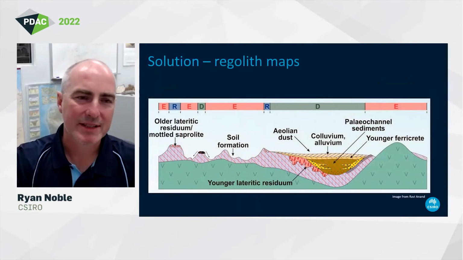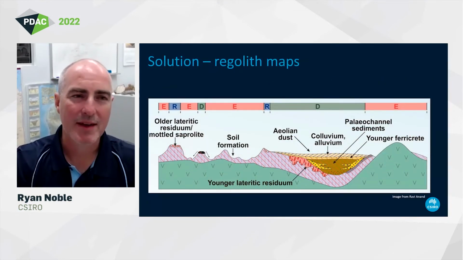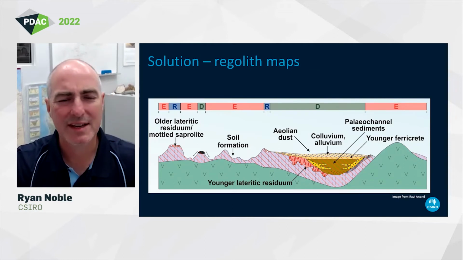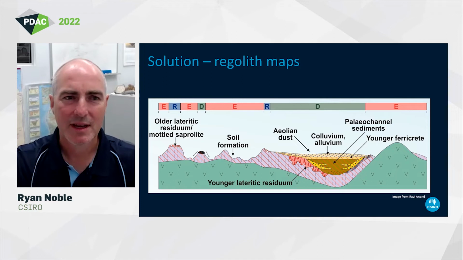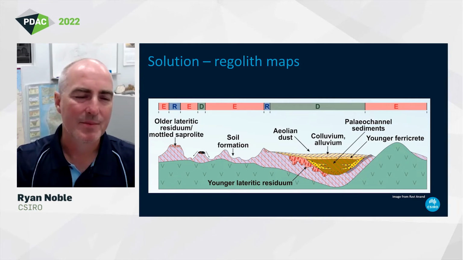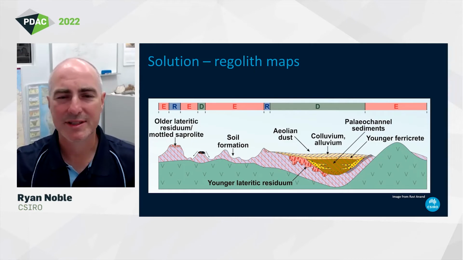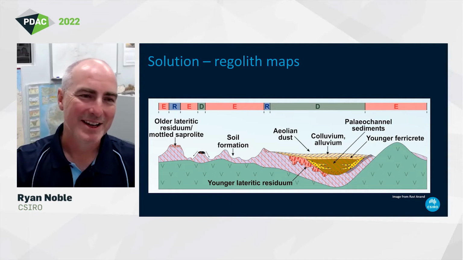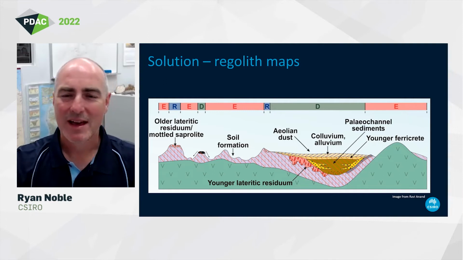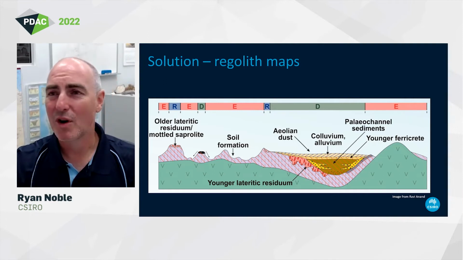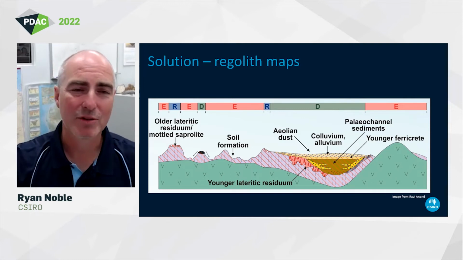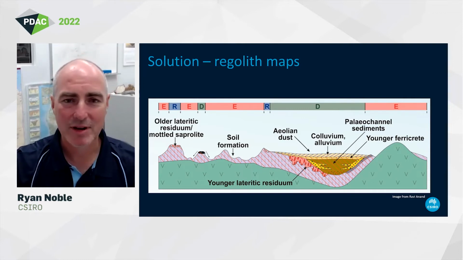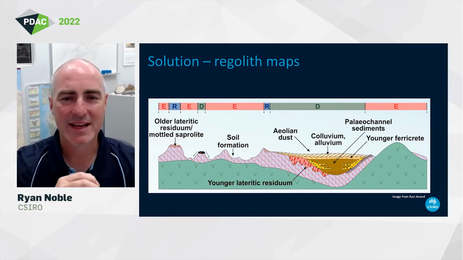And one of the best solutions to getting around this is forming regolith maps. This is what most people will do, and there's different schemes. This is one that people use with looking at residual, erosional, and depositional environments. Other people might bring in some of the ferruginous environments as well into that scheme. You can use soil maps if you've got the luxury of really good quality soil maps and geology in that region that you can sort of tie in to understand the landscape.